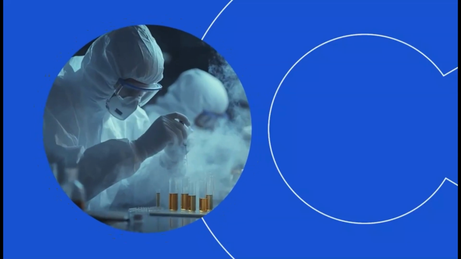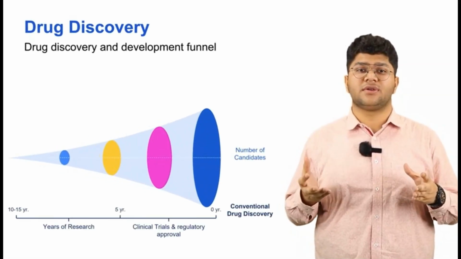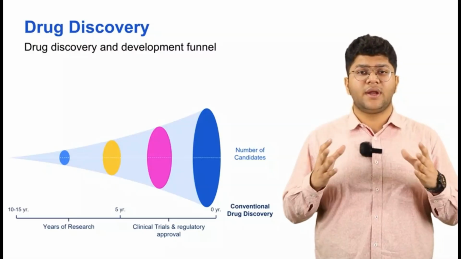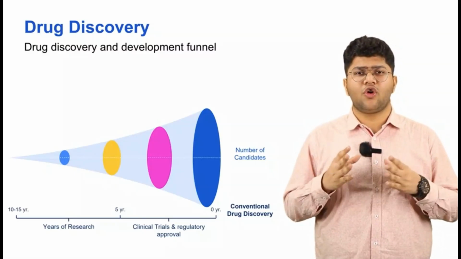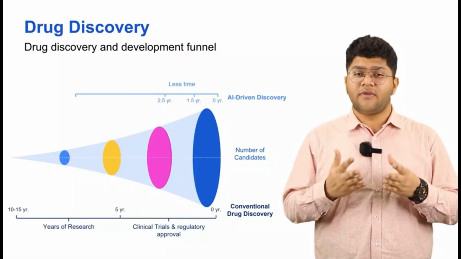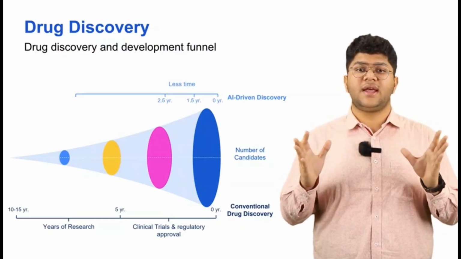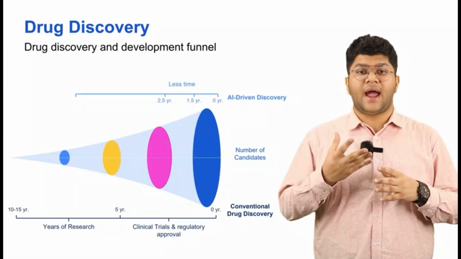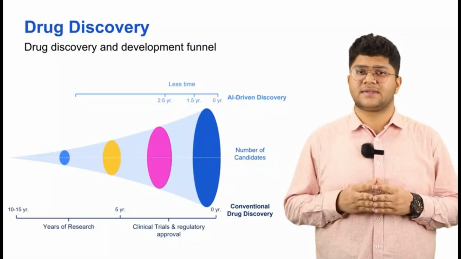One of the most transformative areas where AI is having a major impact is drug discovery. Developing a new drug traditionally takes years of research, clinical trials, and regulatory approvals. This process can be extremely time consuming and costly. AI, however, is helping to streamline this process by analyzing large data sets of molecular compounds and identifying those most likely to be effective in treating specific diseases.